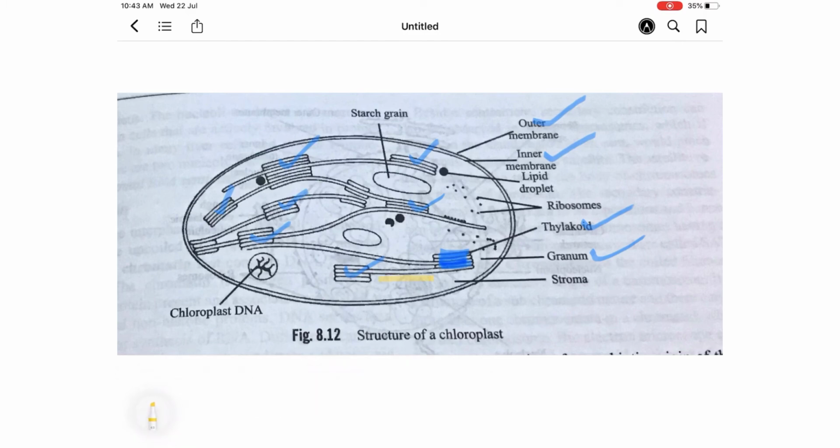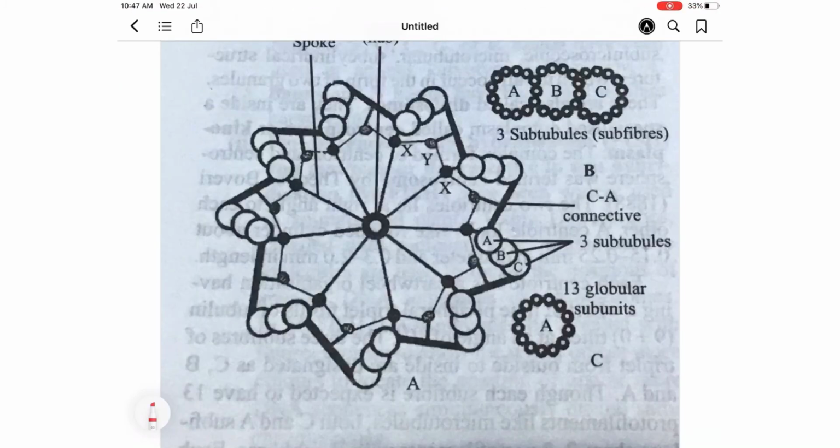These grana contain chlorophyll pigment. This yellow colored area is known as the stroma, and the essential enzymes responsible for photosynthesis are present here. All this lamellar structure is found inside the stroma. So this diagram will be easier for you to remember and draw. Certain ribosomes are present, its own chloroplast DNA is present, and the basic structure is very similar to the mitochondria. Starch grains are also present, which help in storing energy, food.